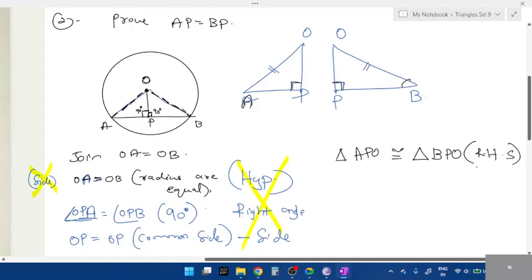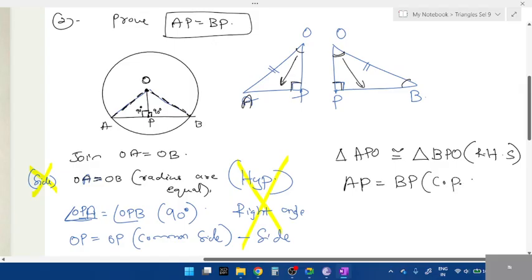Any doubts in this? Do you have any doubts? No. What did they ask us to prove? If it is congruent, definitely AP. AP is opposite to which angle, students? Angle O, right? If AP is opposite to angle O, this side will be equal to which one? Opposite to angle O on the other triangle, PB. What's the reason you have to write? CPCT.